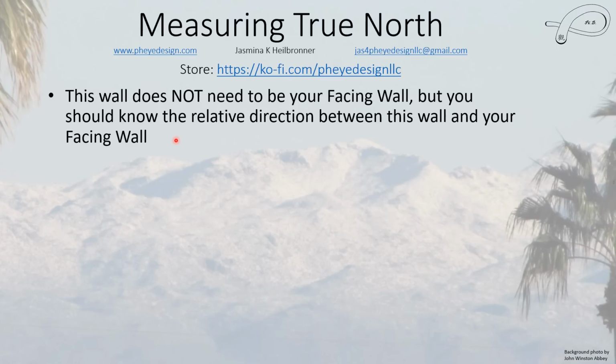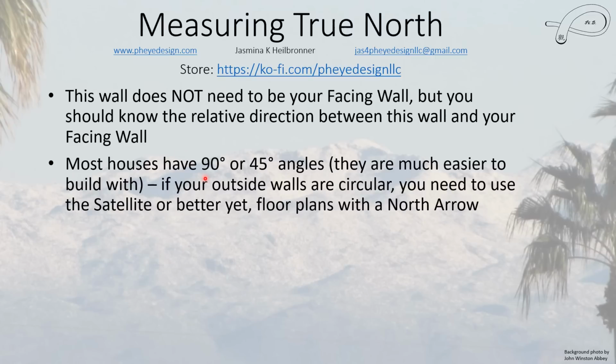Now, the wall, this is one very important thing. The wall that you're going to be measuring does not need to be the facing wall of the entire house. But you do need to know the relative direction between this wall that the sun is coming in on and your facing wall. Most of the time this is pretty straightforward. Most houses have 90 or perhaps 45-degree angles. They're much easier to build, and that's why they usually do it this way.